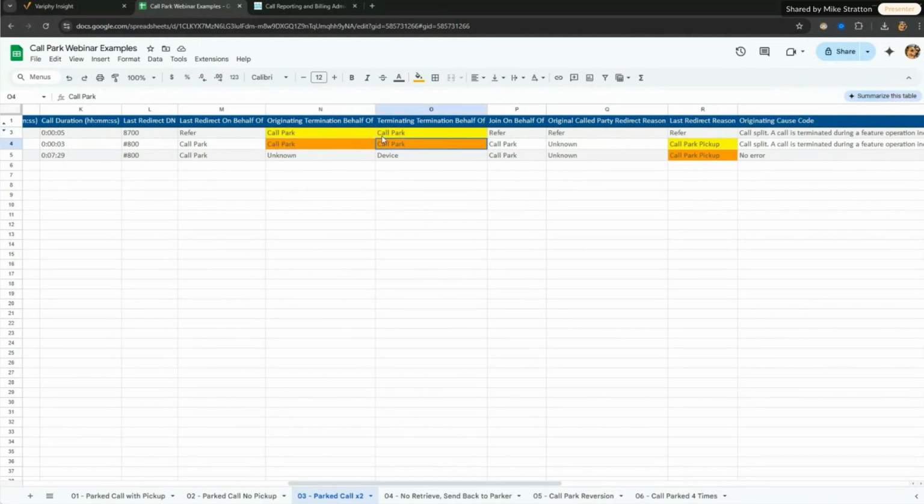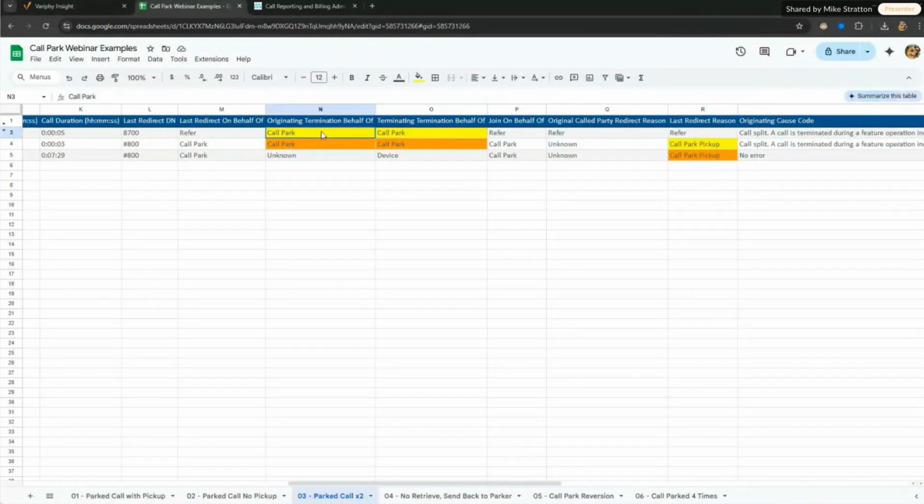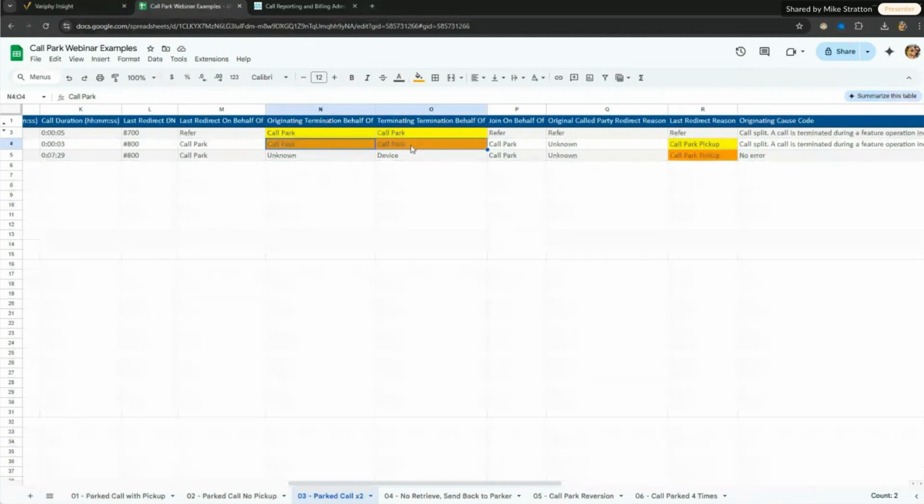So it's something to look out for. You can filter on these, and I'll get into that when I build up the report, or when I show you the reports that I built, where you look at the last redirect reason, because the first park in a sequence is always going to be call park in these 2 fields, and then the last redirect reason will be something other than call park pickup. So when you see call park and call park in these 2 fields, plus the last redirect reason is call park pickup, that tells you that the call was picked up and then reparked.